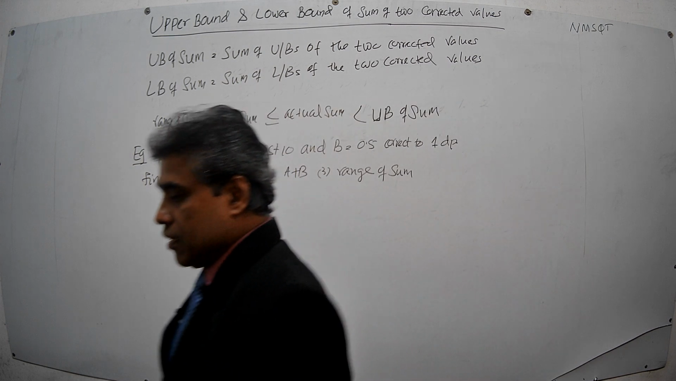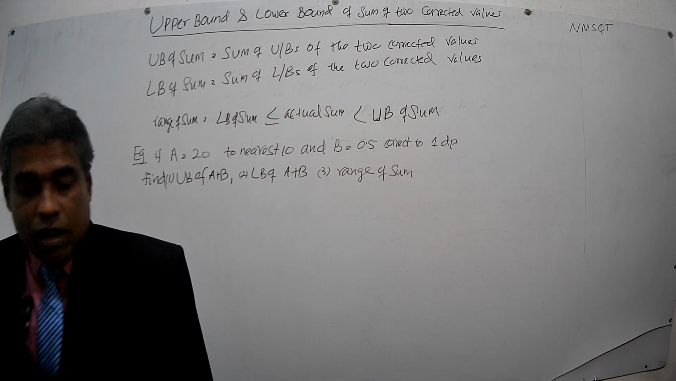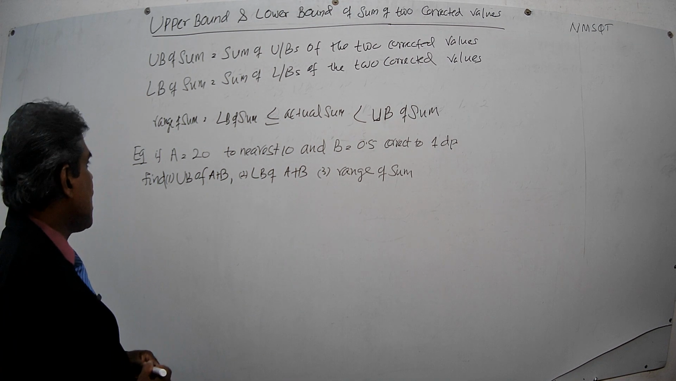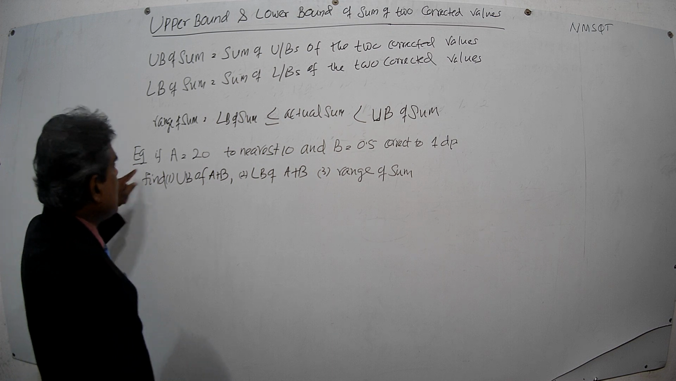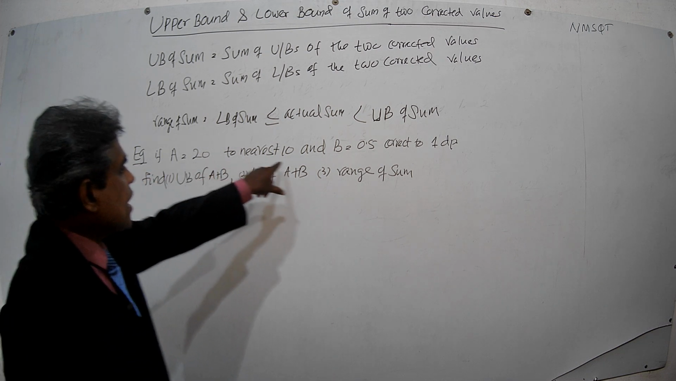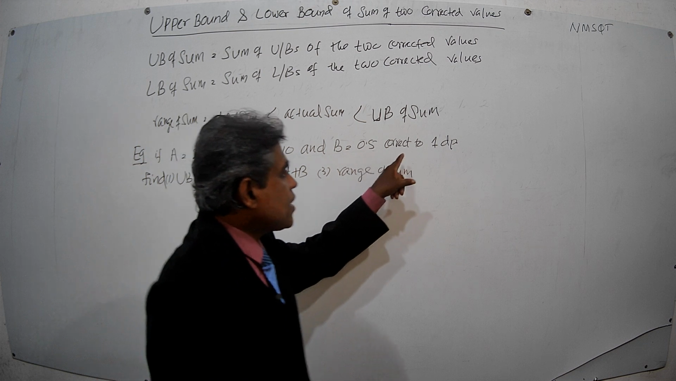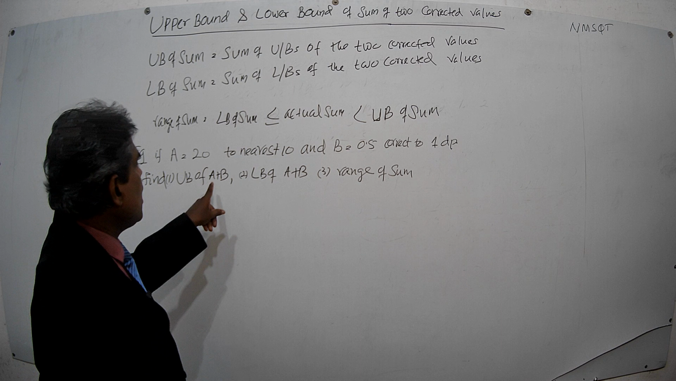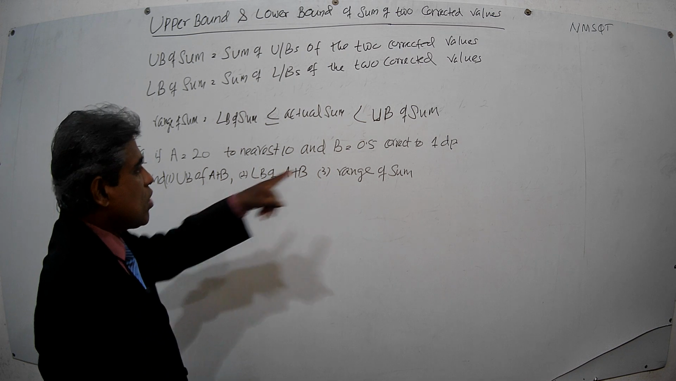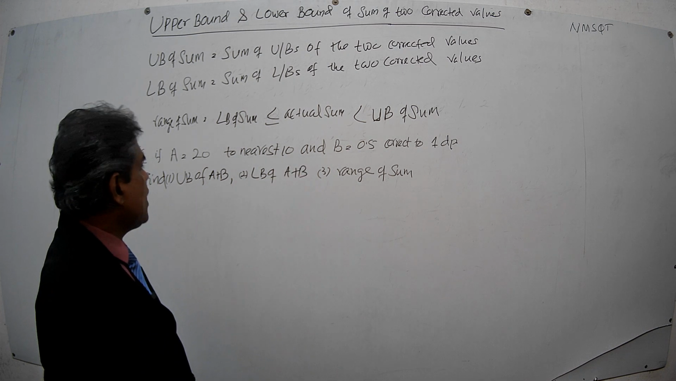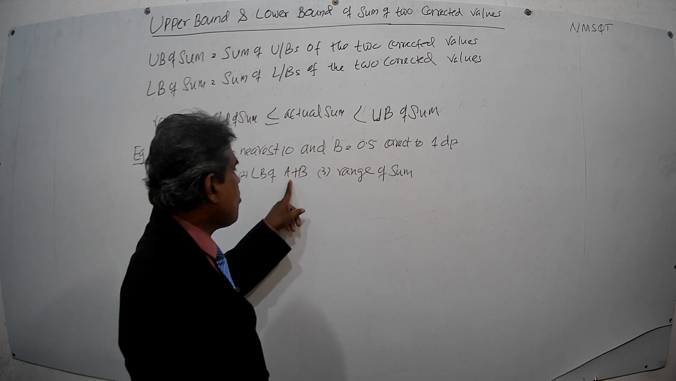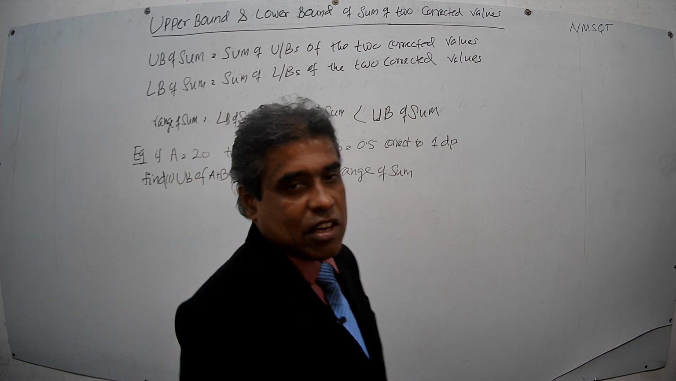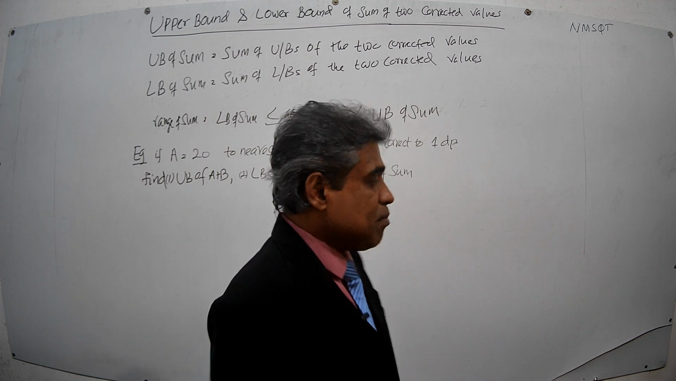We will try around two examples. They have given a question here. Example: if A equals 20 to the nearest 10 and B equals 0.5 correct to one decimal place, then find the upper bound of A plus B, that means the sum of the two corrected values A and B, the lower bound of the sum of A plus B, and the range of the sum. Those are the things that we have to find in that example. Now we'll see how to find them.